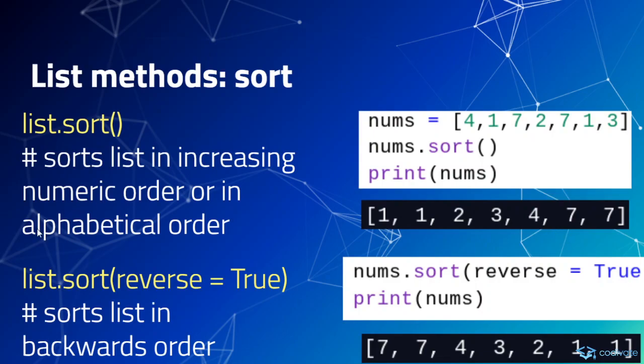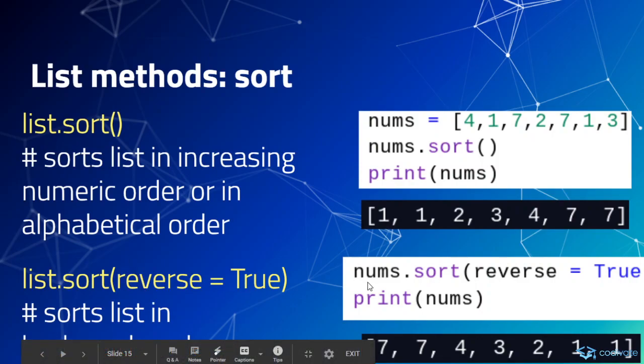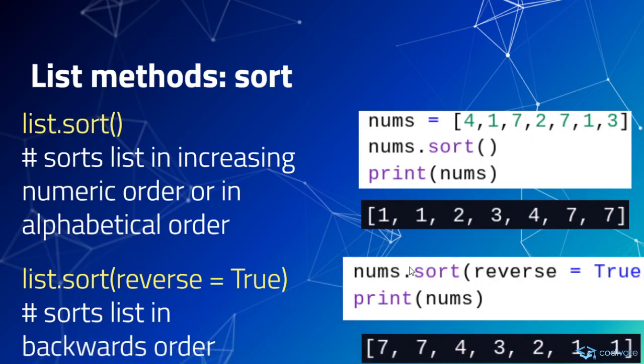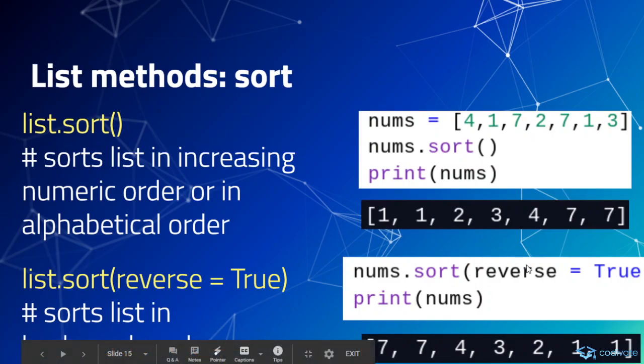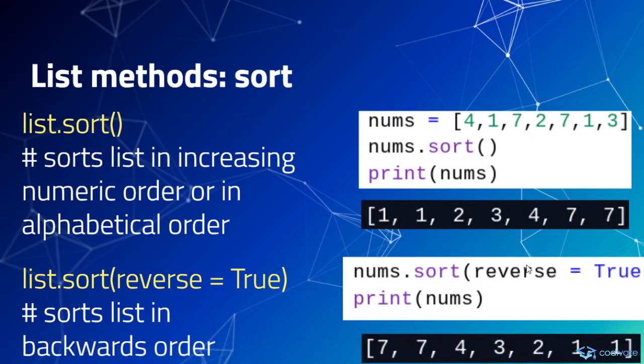So on the flip side, if we wanted to reverse or flip or sort something in backwards order, instead of using two methods, list.sort and list.reverse, we could do it all in one method. The way to do this is to use the reverse equals true parameter. We would just write reverse equals true inside the nums.sort parentheses, and it would understand that we want it to be reversed. We don't need to put reverse equals false for the regular one because it just assumes that's the default.